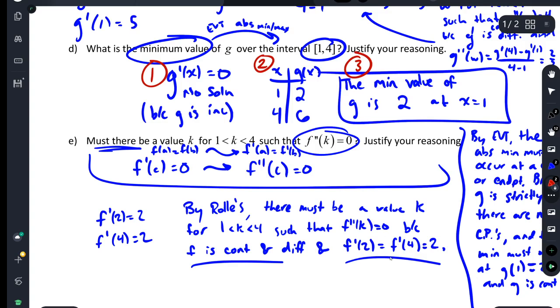So hopefully that helps with writing out these justifications. I know this is a little bit of a longer video, but that should really help you make sure that you're writing these the right way and getting the right answers.